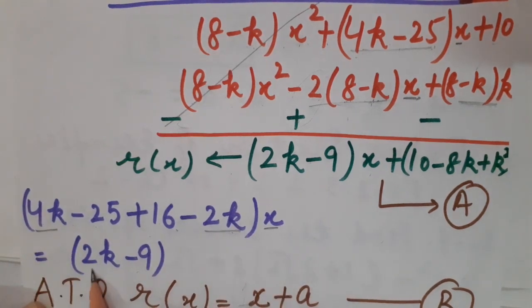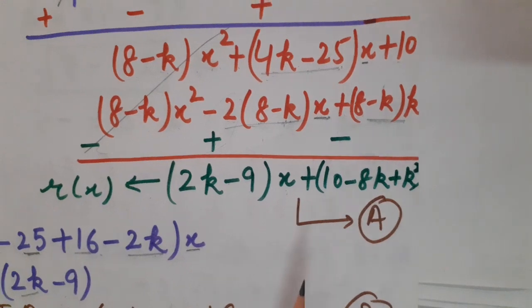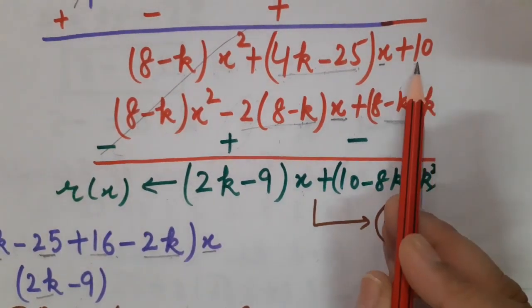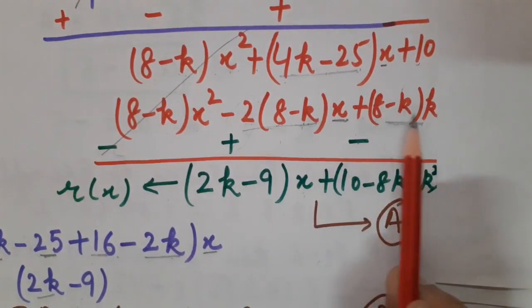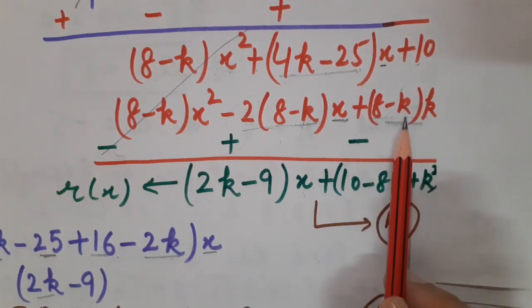4k minus 2k, you have got 2k. This is minus 25 plus 16, you have got minus 9 with x. Correct, children? Now let us solve the constant values. This is 10. This is minus 8k, because k will also be multiplied with each and every term of the bracket which is written in the bracket.